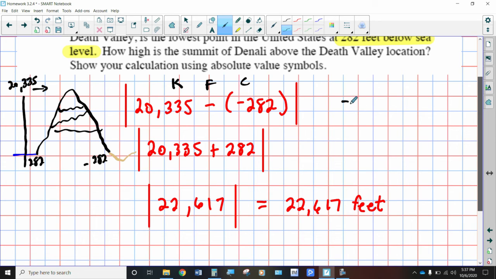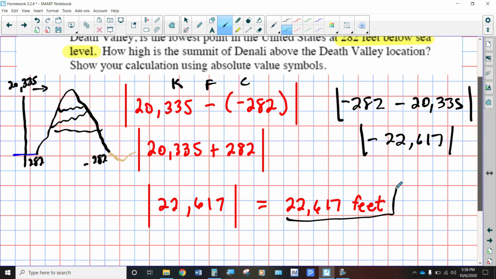Now, why did we have to use absolute value symbols? Because you may have chosen to do it in this direction instead. And that would have given you an answer of negative 22,617 feet, which we don't have negative distances. So that would not make sense. So we're taking the absolute value of this so that our answer is a positive 22,617 feet.